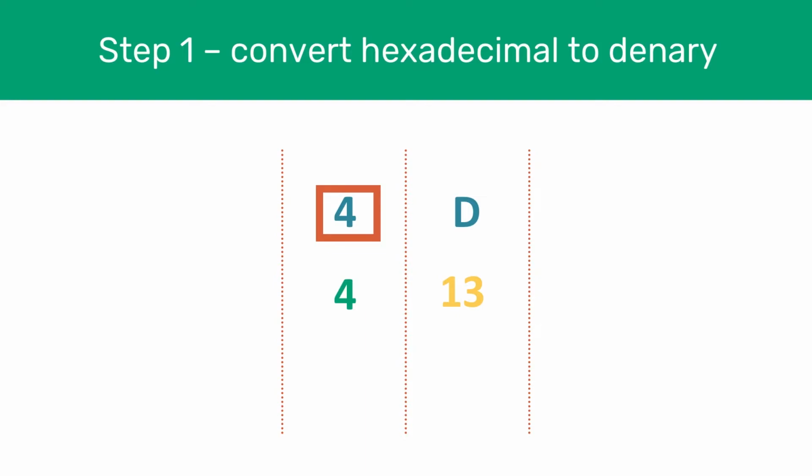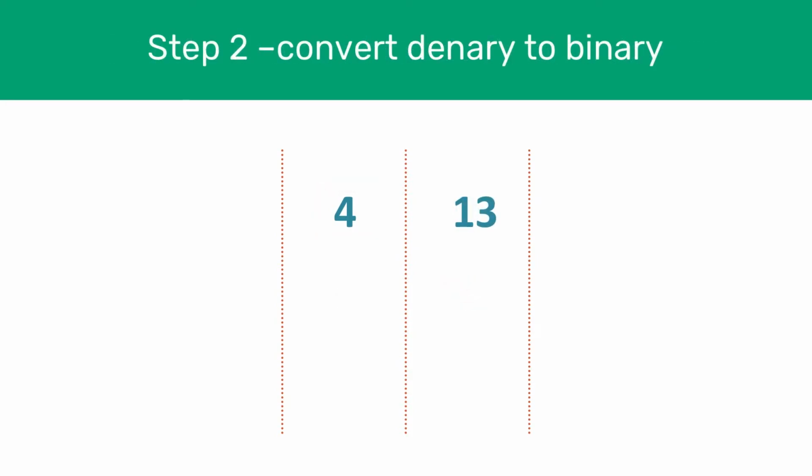We now have 4 and 13. What we'll need to do next is convert each of these into a binary number. We'll start off with 13. We need to apply a knowledge of converting from denary to binary here to the number 13. 13 in denary will be 1101 in binary. And we're done with 13.